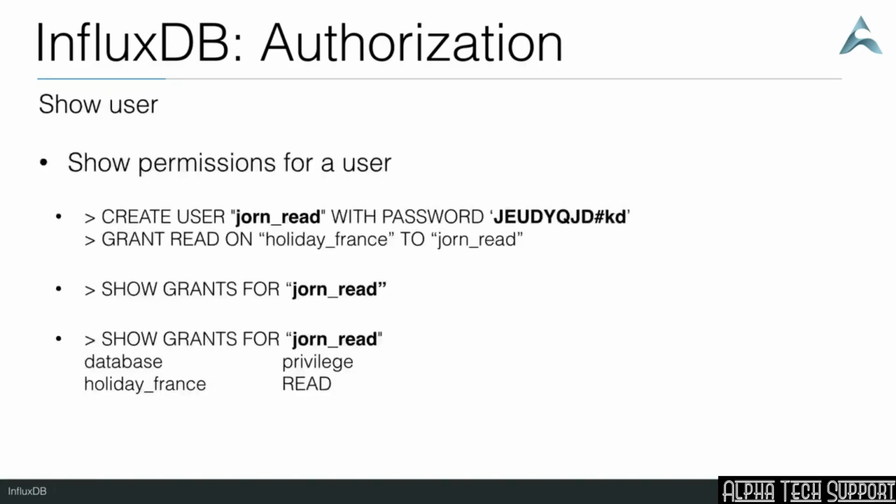As an admin, or from an audit perspective, you sometimes want to know who has what privileges and what applications are using your database. You can do that by doing show grants, for example, Jorn read. And then it will show you what I have access to. You can do the same with users, like show users, and then you can see which users are created and then dig down into the users to see what access they have on which databases.